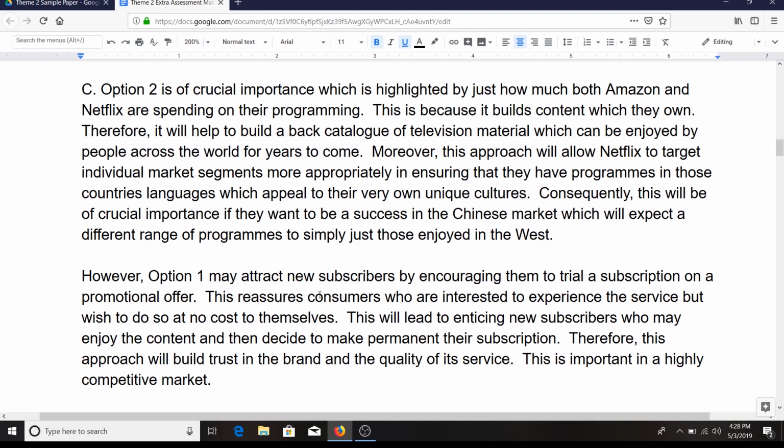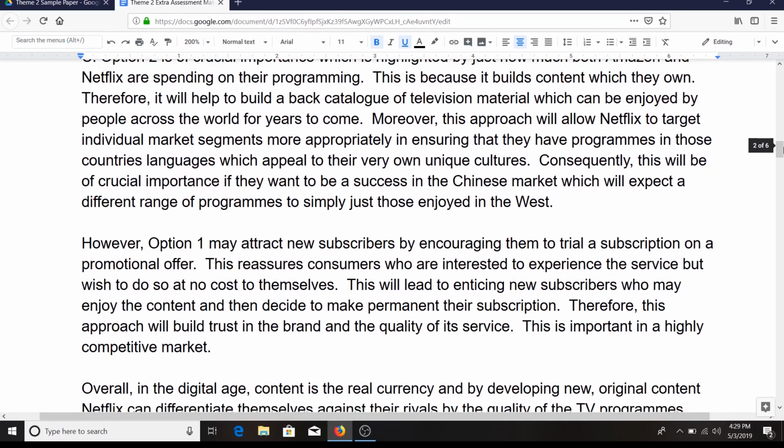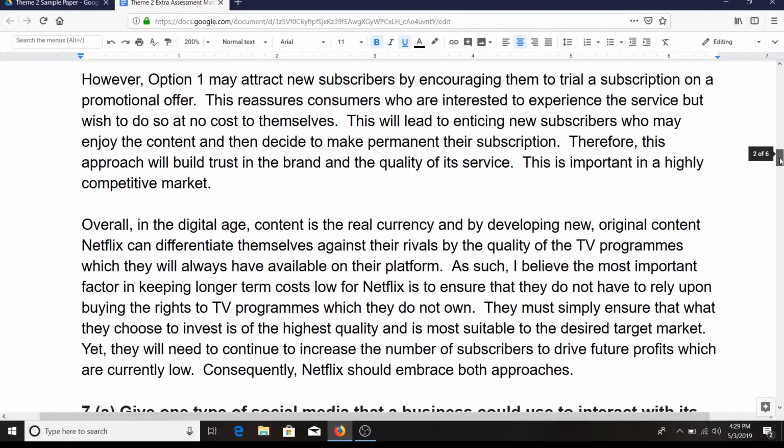So we can see it may attract new subscribers by encouraging them to trial a subscription. This is option 1. Okay, fine. And this should be a sort of ID, it's an ID, BLT approach. We've got leads to, therefore, okay, and that's really strong. Is there application there? Can we see that application? Can you pick that out? Where is it? What about this final judgment?